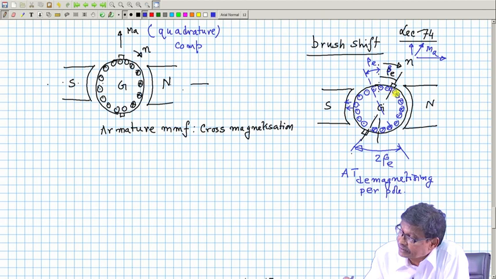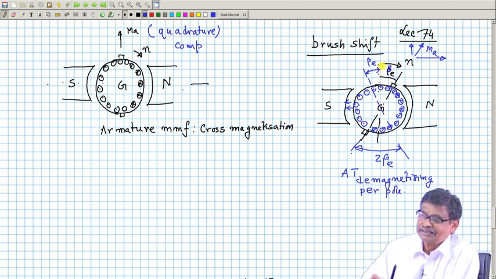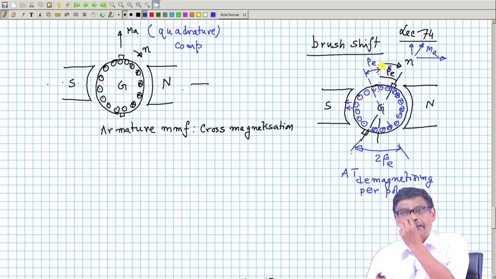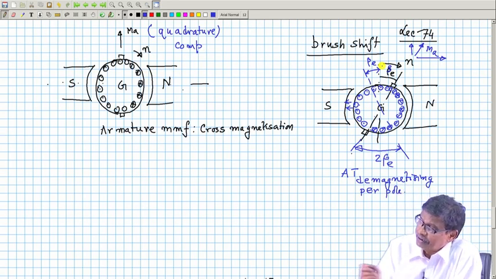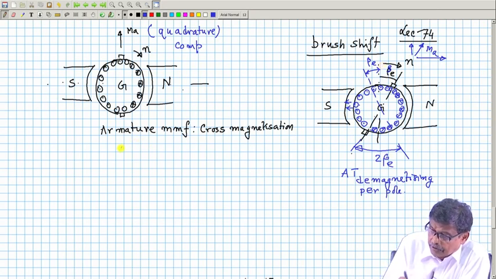Similarly, this conductor cross and this conductor dot will give you the quadrature axis like this. This is how the computation is to be carried out. Now, the calculations are pretty simple. Z is the total number of conductors, Z.